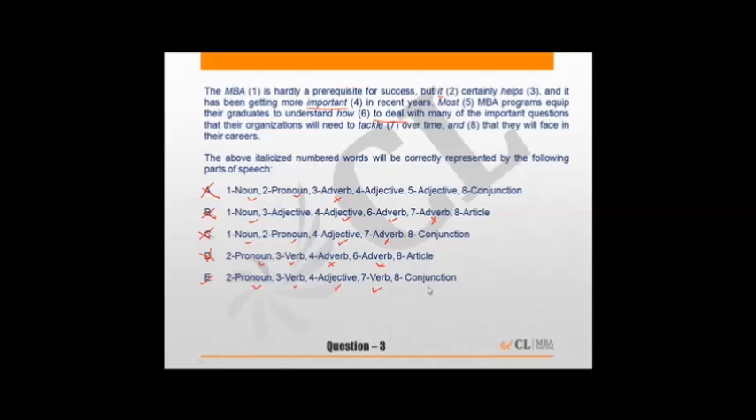Let's check out the 8th one. 8 says and. And is definitely a conjunction. Over time and what they will face in their career. So this renders option E correct. Hence the correct answer is option E.